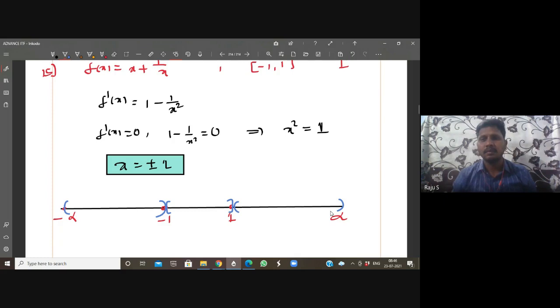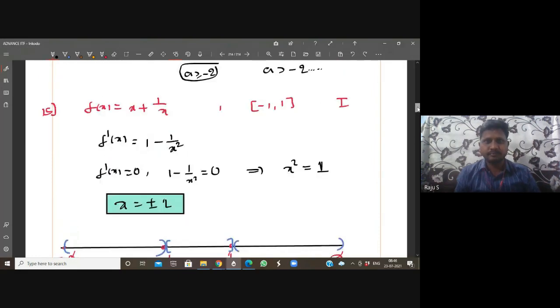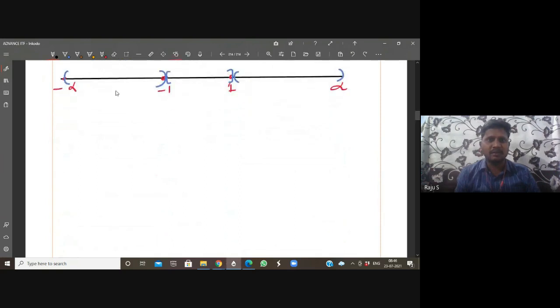Then, students, you have to check the value of f dash of x from minus infinity to minus 1, whether it is greater than 0 or lesser than 0. That we need to check, whether it is increasing or decreasing. What shall we do? I'm going to take the intervals here. So what are the intervals we need to take here?